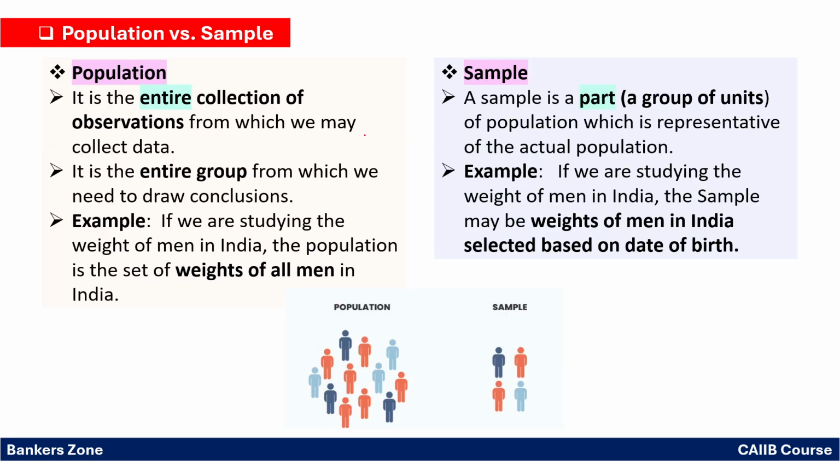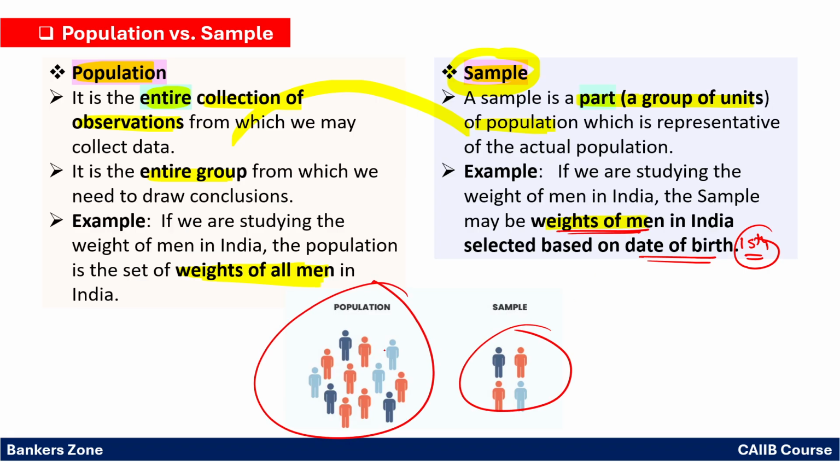Now see further. In detail, what do you mean by population? Simply, the population means the entire collection of data, the entire collection of observations. It is the entire group. For example, we are finding the weights of all males in India, right? Now, what is a sample? A sample is a part or a group of units of a population. It means if we collect some part out of the population, it will be a sample. For example, the weight of men who were born on the 15th of August. So population is all the data. A part of a population becomes the sample. Very simple.